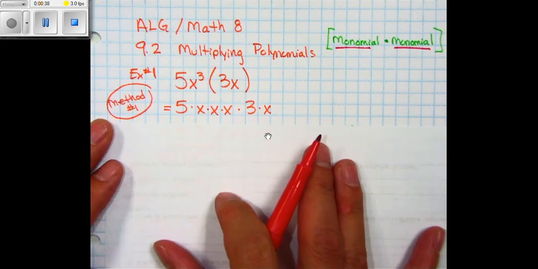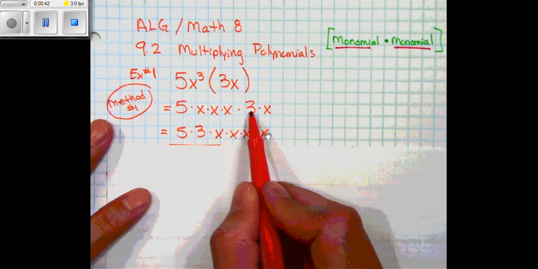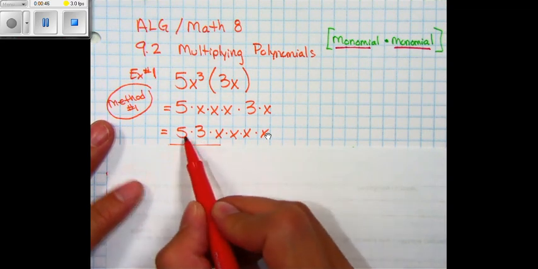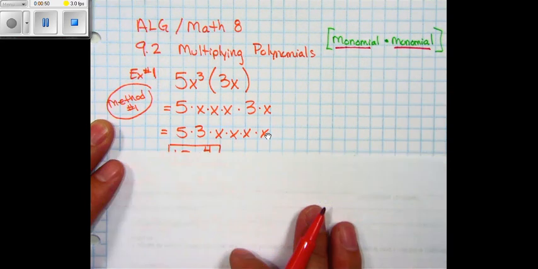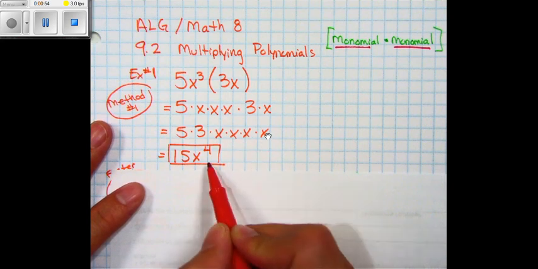So what I can do here is move them around using the commutative property of multiplication. I'm going to multiply the 5 and the 3 first, because I can get an answer to that. 5 times 3, and then I can line up the x's. So 5 times 3 gives me 15. And then I have x times x times x times x, which is x to the fourth power.